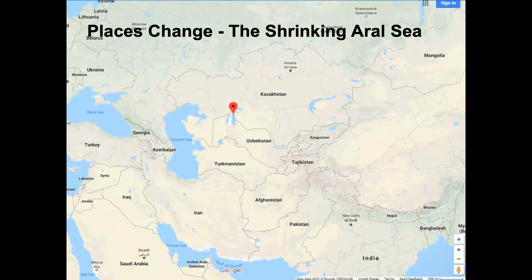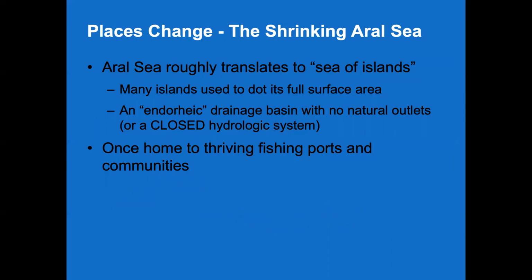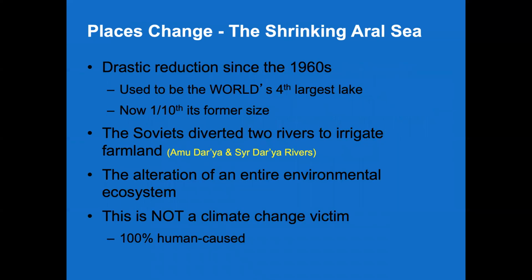Here's the Aral Sea, that little red marker there. It's halfway in Kazakhstan and halfway in Uzbekistan. It roughly translates to Sea of Islands, as many islands used to dot its full surface area. It's called an endorheic drainage basin, meaning it has no outlet. Anything that drained into it only drained there. It didn't drain away from that point. So it's a closed hydrologic system. It was once home to a very thriving fishing industry, which has been decimated.